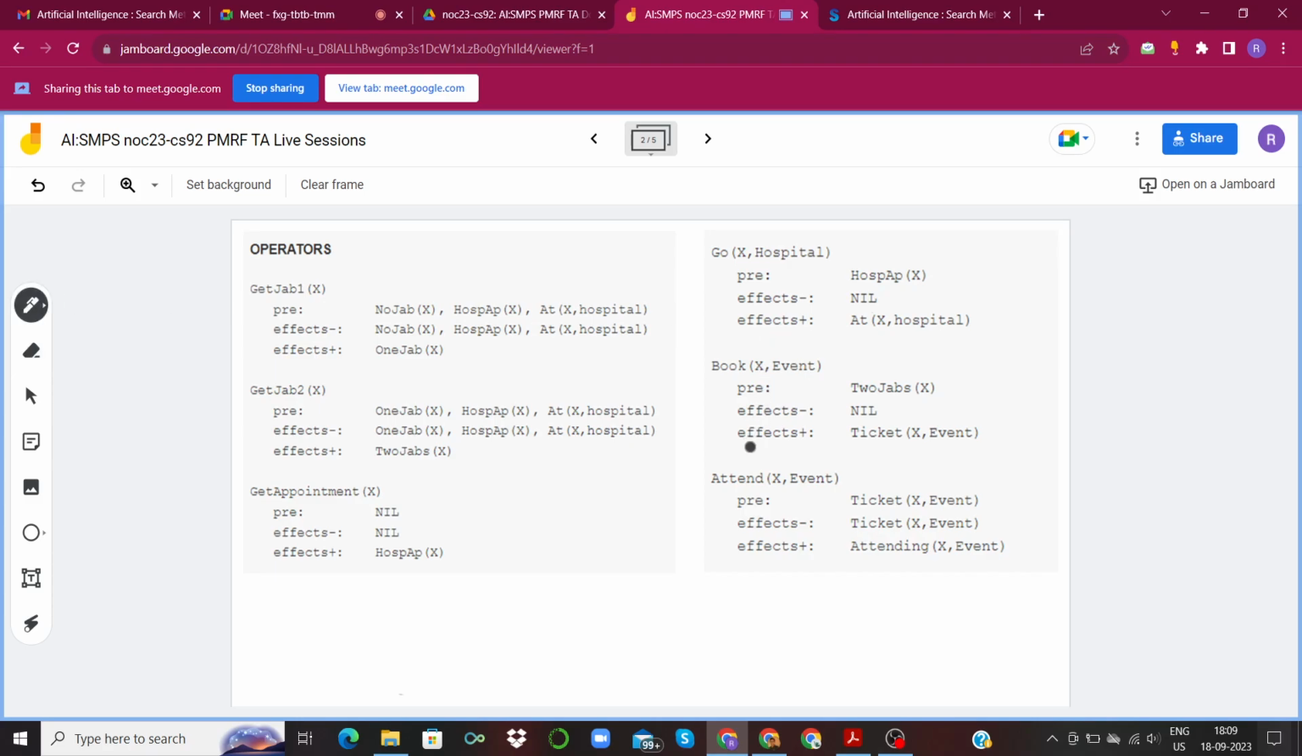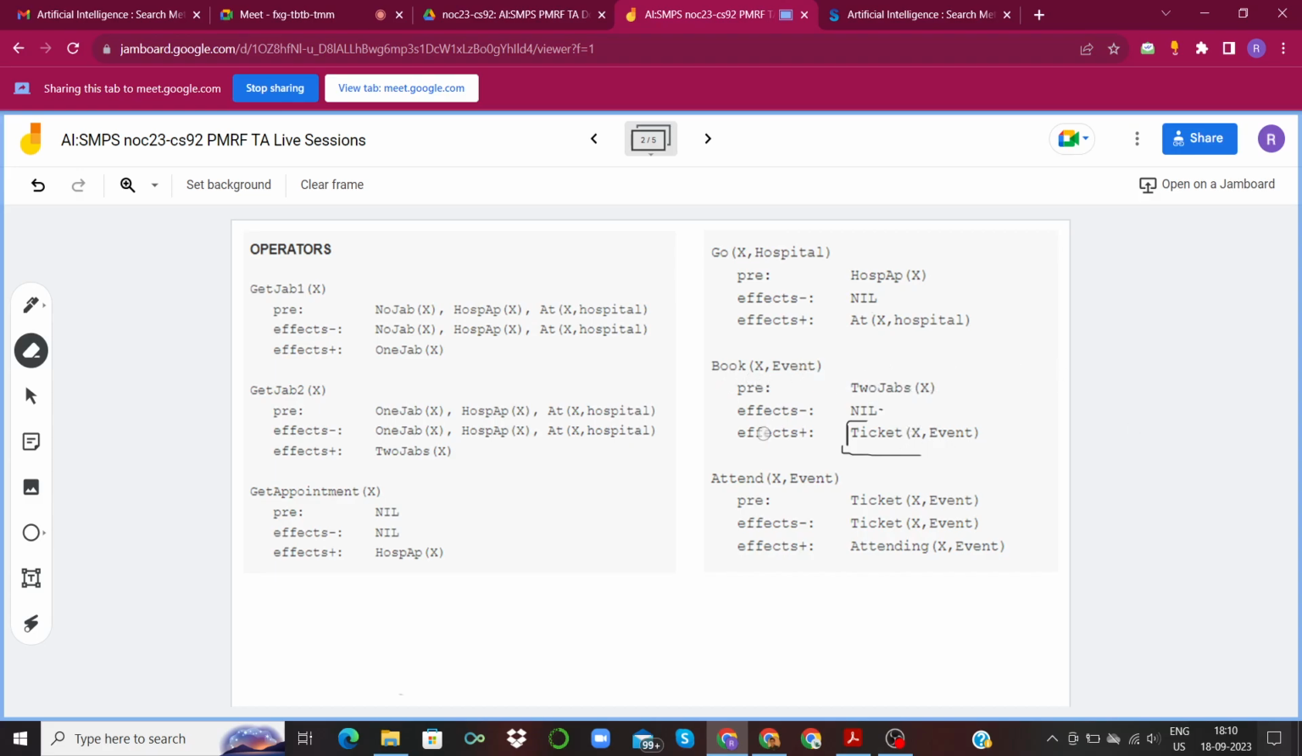The fifth operator is book X comma event. This basically means that we are booking a ticket. The person X is booking a ticket in order to attend the event. Again, this event could be a concert, a flight, a train, or anything, right? The precondition for attending an event is that the person must have had 2 doses of vaccine only, then he or she can attend the concert or get a ticket for that concert or any event. Negative effects are nothing, and the positive effect after application of this operator is that the person X now has a ticket for the event that he or she wants to go to.